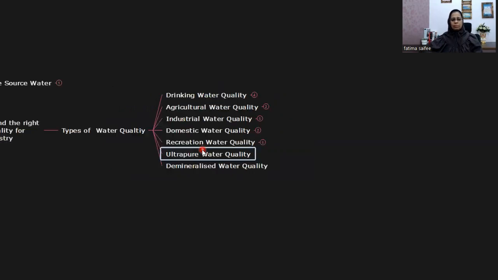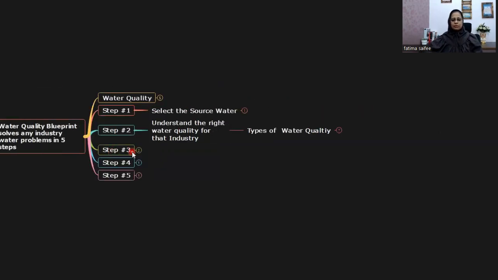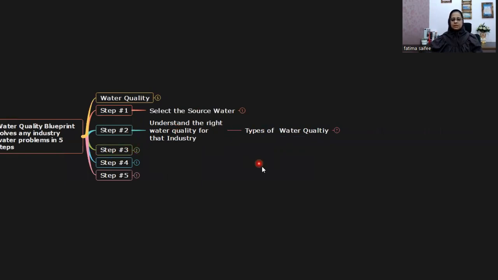So these are all about the water quality. Next, we will go to the third step in the next video. In this video, we have covered all about the second step: we have to understand the right water quality before starting the treatment. And in the next step, we will understand all about the impurities. So without delay, let's move ahead to the third step.